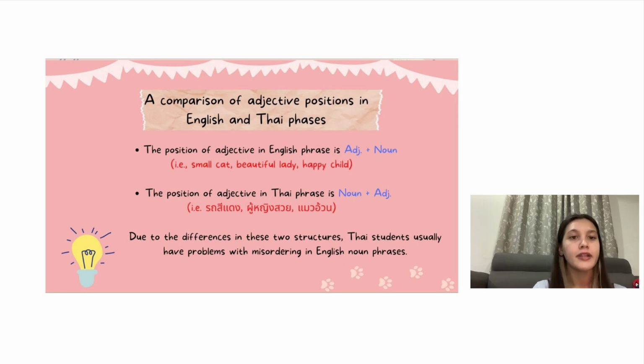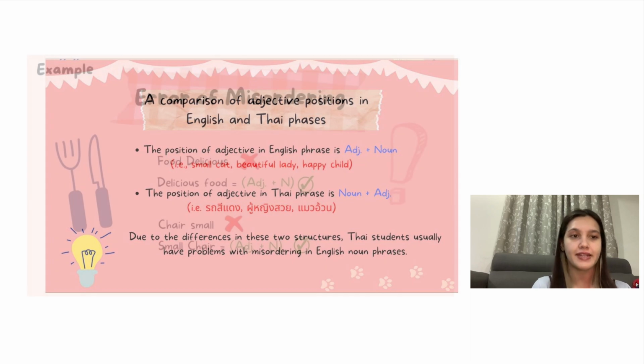However, the position of an adjective in a Thai phrase is noun plus adjective, or adjectives come after a noun. For example, รถสีแดง, ผู้หญิงสวย, แมวอ้วน. So we can say that due to the differences in these two structures, Thai students might easily get confused and usually have problems with misordering adjectives in English noun phrases.